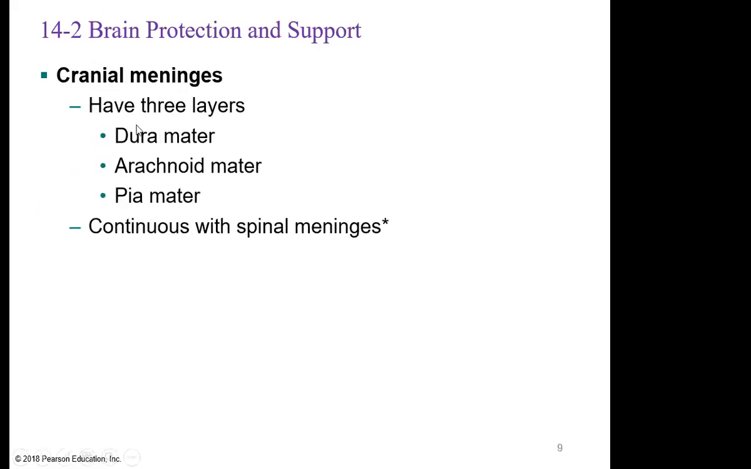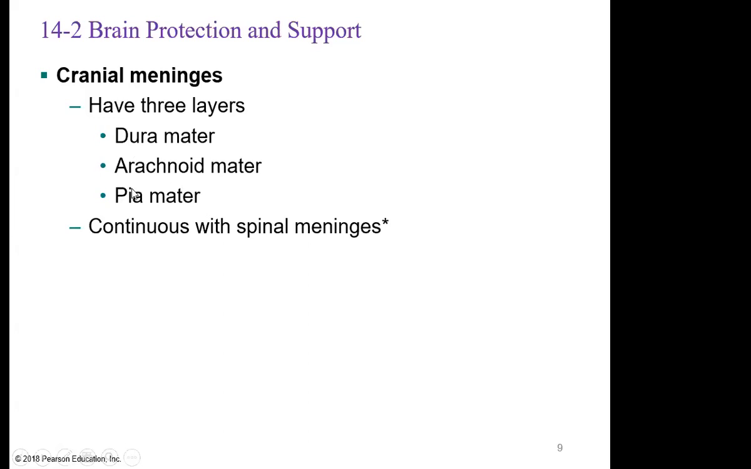So for our cranial meninges, you want to make sure that you remember the 3 layers to the meninges are called the dura, the arachnoid, and the pia. Now make a little note to yourself, this dura is the most superficial layer, and the pia is actually the deepest layer.